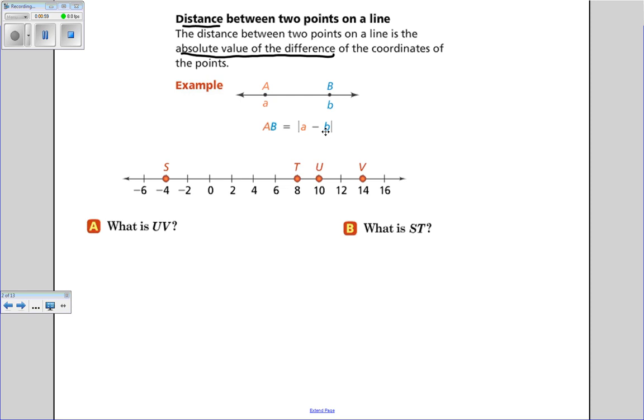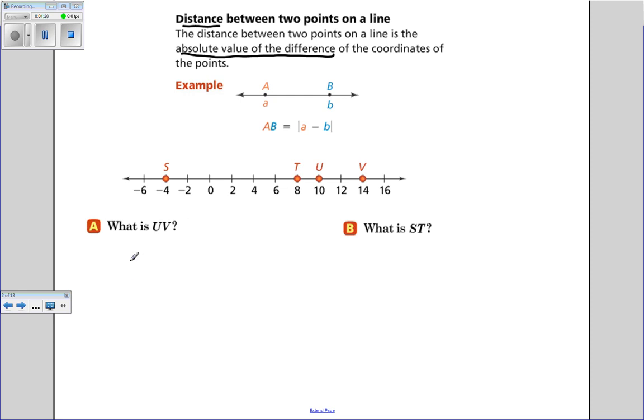All right, let's look at this question here. Question A, what is UV? Well, first off, let's talk about what is UV. You see how there's not a segment bar? There's not a ray? There's not a line? So what's it talking about? If there's nothing there, it's talking about the distance between them.